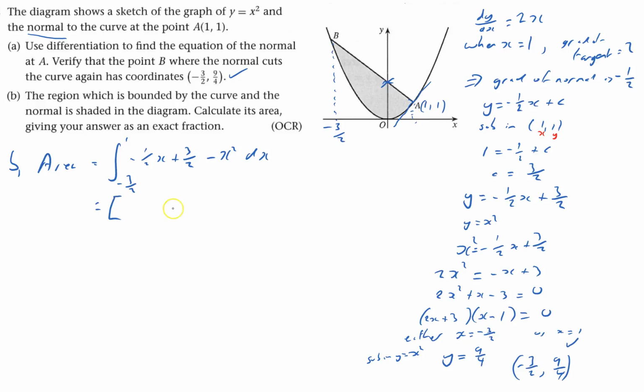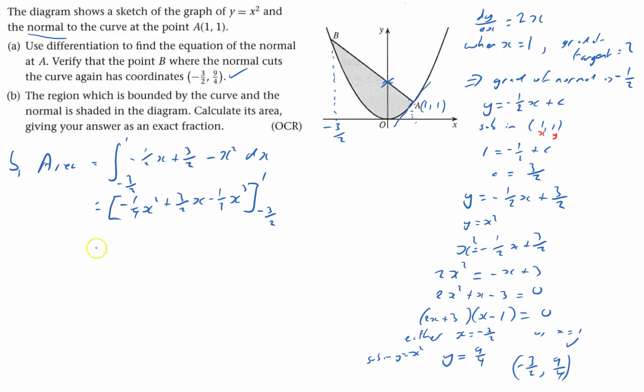Now I just need to integrate everything, increasing the power. That's going to be minus a quarter of x squared plus 3 over 2 of x, and this will be x cubed over 3, so minus 1/3 of x cubed, between 1 and negative 3 over 2.